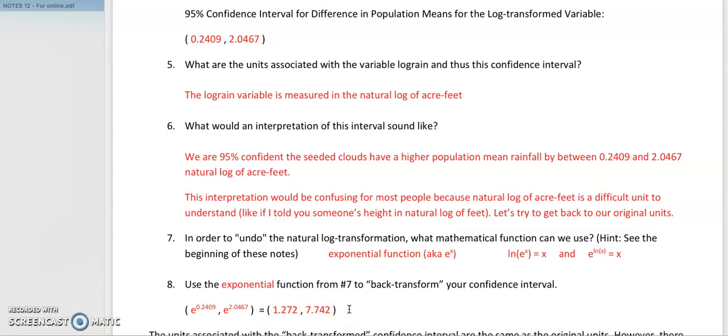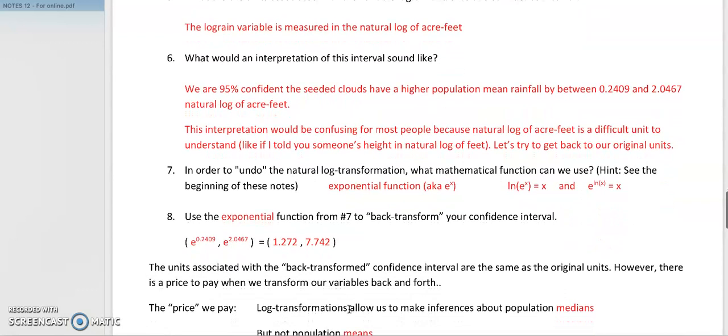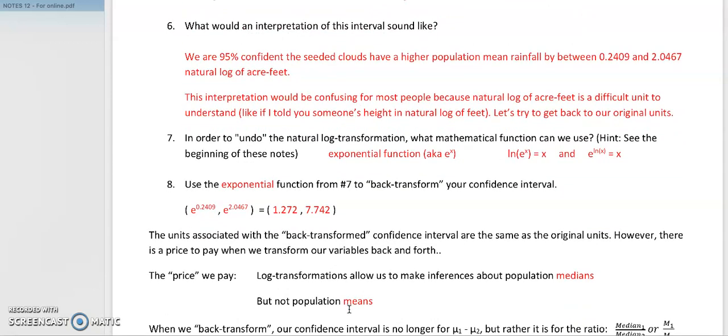And there's some good news and bad news here. The good news is I can start to talk about things in terms of acre feet again. So I'm back to my original units. However, we have sort of a price we have to pay for doing this. Originally, our conclusions were all about population means. Once we do a log transformation and then back transform at the end, our conclusions are now about population medians. All right, so it's not exactly the same as it was before.